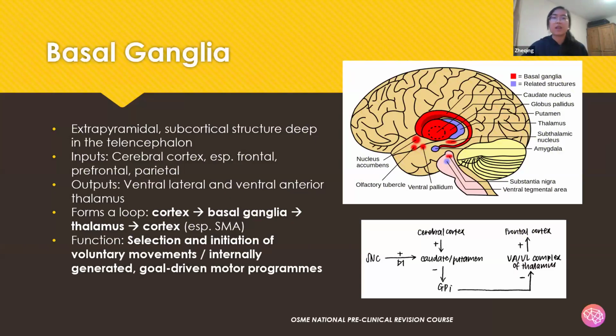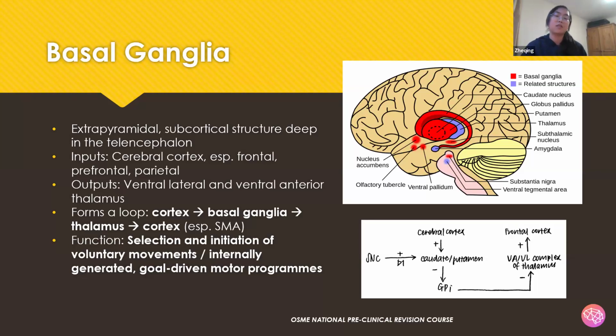So the basal ganglia is an extrapyramidal structure and it's subcortical. It's deep in the telencephalon, which you don't really have to remember, but you have to be able to identify it on an image or a diagram. Sometimes they have questions in the exam where they give you a sagittal scan of the brain, or coronal, and they label different structures and ask what is the function of structure 1 or something like that.